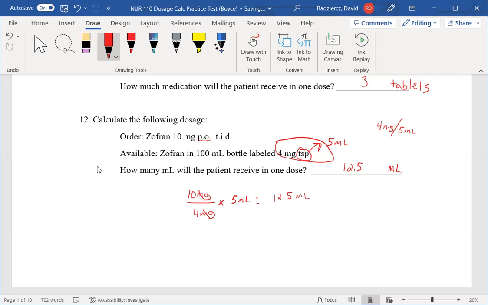And then you might be saying, well, what about the 100 milliliters? That just tells you how much the whole thing is. We don't need to worry about the whole thing. We just need to know how much we need to get from that whole thing. I don't drink soda, but if there was a 2-liter bottle of soda available, I'm not thinking I'm going to drink that whole thing. You're probably going to get a glass from it. Okay.